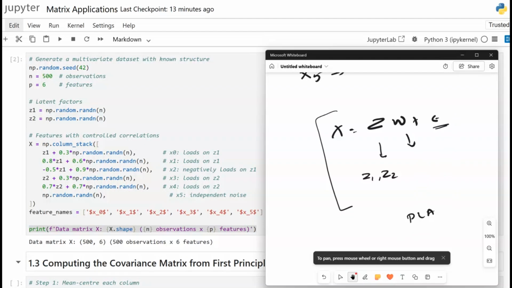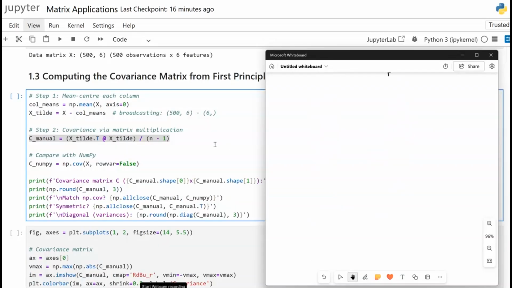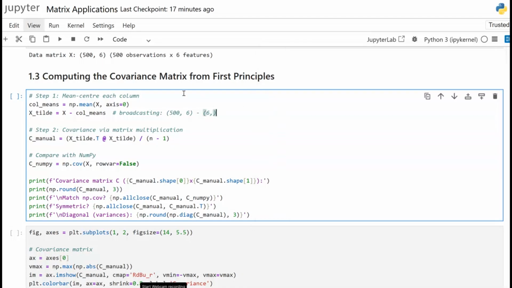And of course, it is commonly used to benchmark clustering or dimensionality reduction algorithms. So kindly keep it in mind. Okay, now let me discuss computing the covariance matrix from first principles.